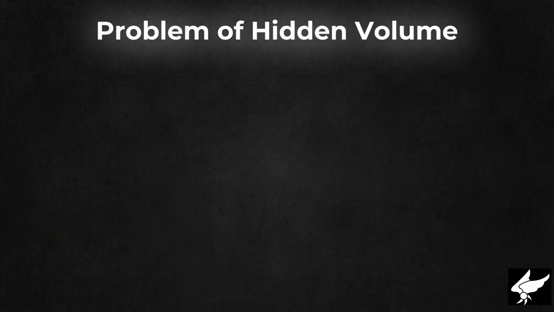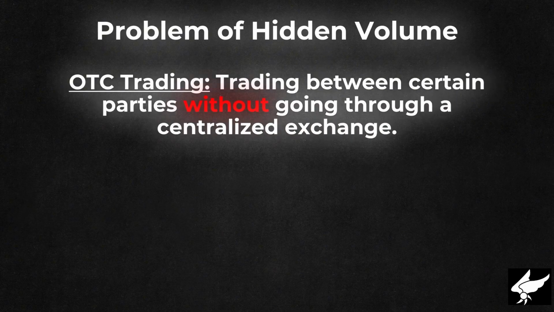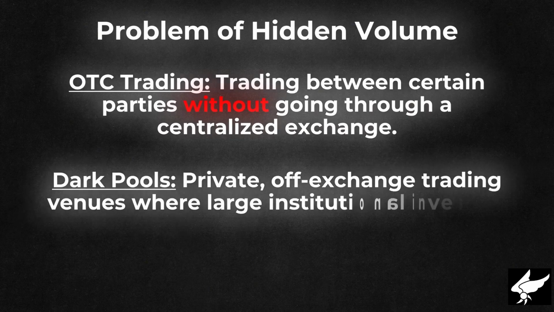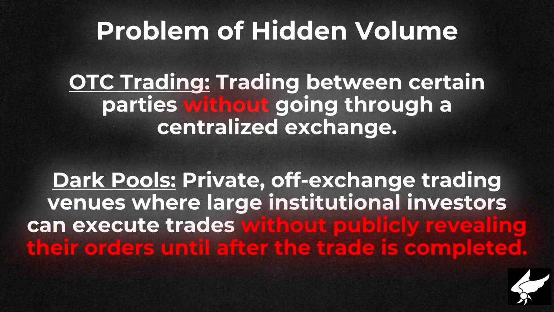Beyond the problem of manipulation in the order book and the problem of ambiguity due to the diverse nature of market participants, we also have the problem of hidden volume. Hidden volume occurs primarily due to OTC, or over-the-counter trading, and dark pools. OTC trading is when trades happen between certain parties without going through a centralized exchange. This is a problem, of course, because it can obfuscate the real level of market activity to the general public.